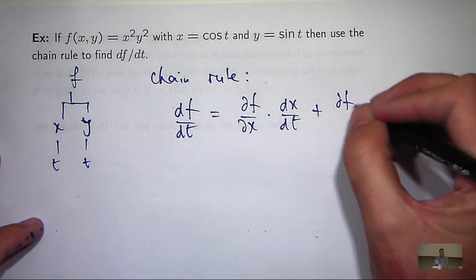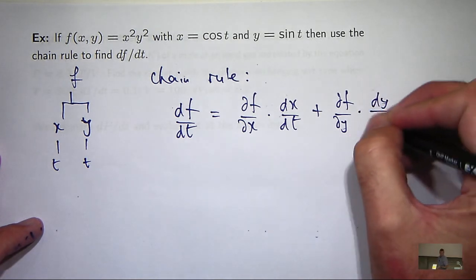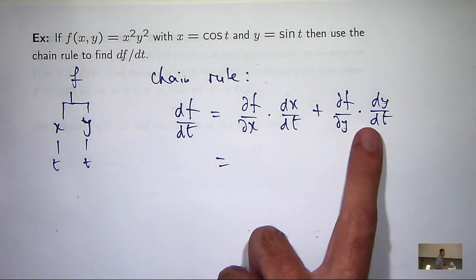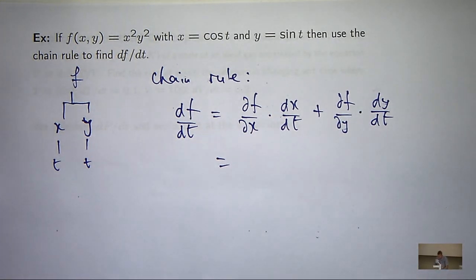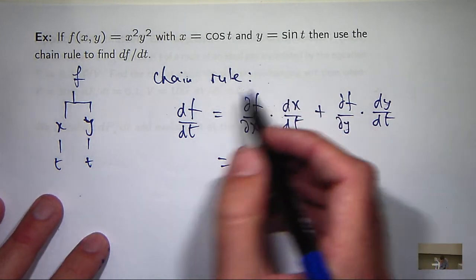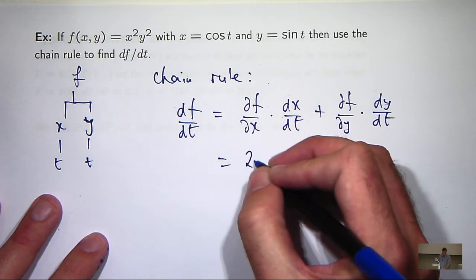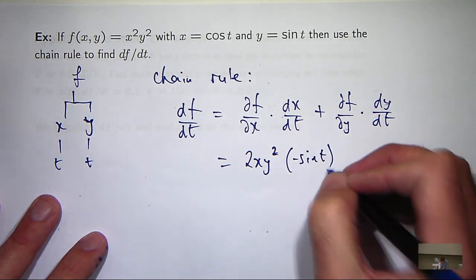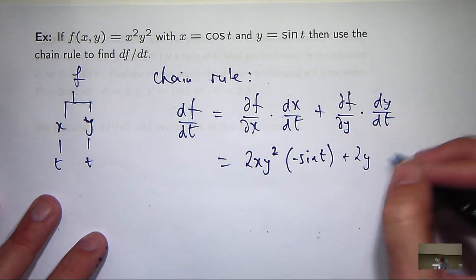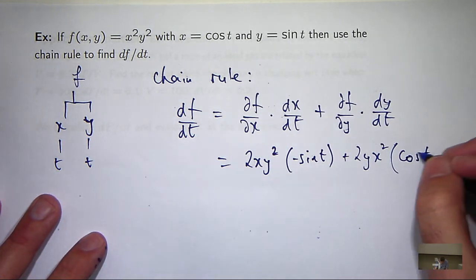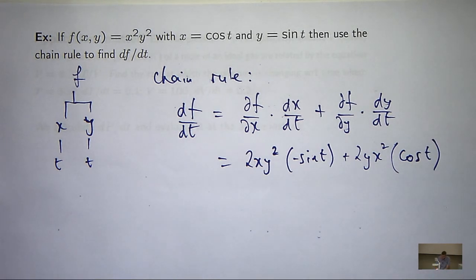So df dx, what's that going to be? It's going to be 2xy squared. Dx dt is going to be minus the sine t. Df dy is going to be 2y x squared. And dy dt is going to be cos t. So now all I need to do is simplify it, get everything in terms of the same variables. So what I'm going to do is substitute in here for x and y. So if we multiply through by that, we're going to have minus sine cubed t.